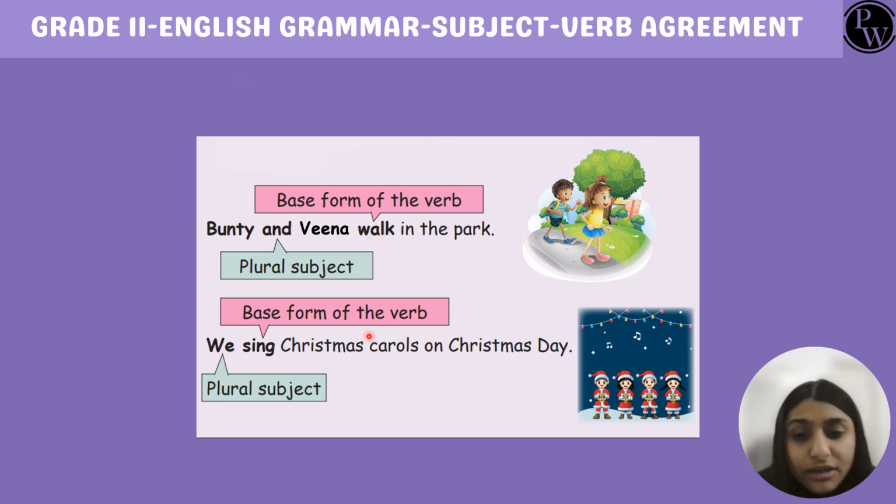Then we sing Christmas carols on Christmas Day. Okay, again here we have a plural subject, right? We sing, we have a plural subject. Okay, so here the verb will be in its base form. That is, we won't add s or es to the verb. Easy?